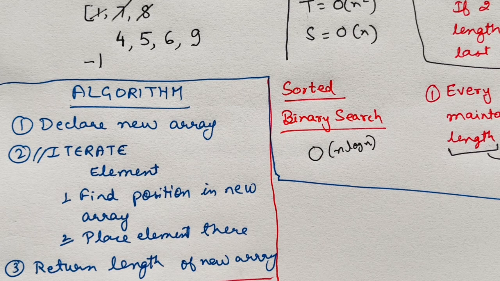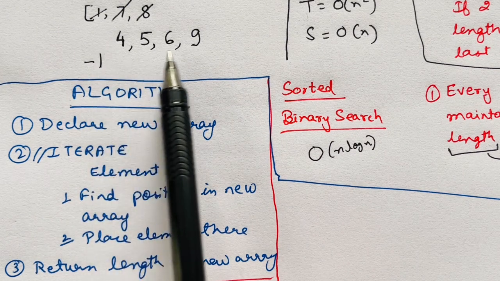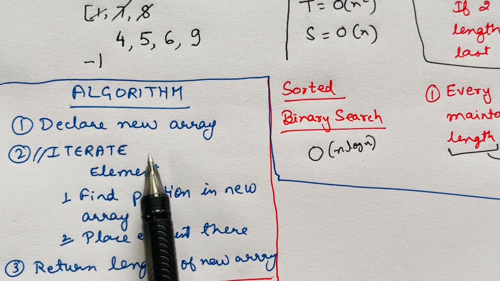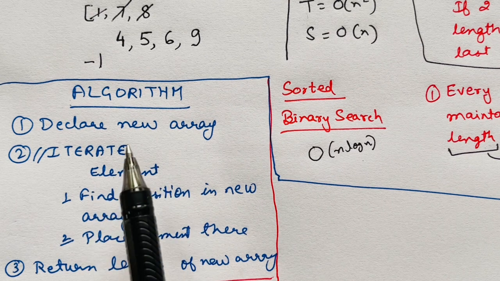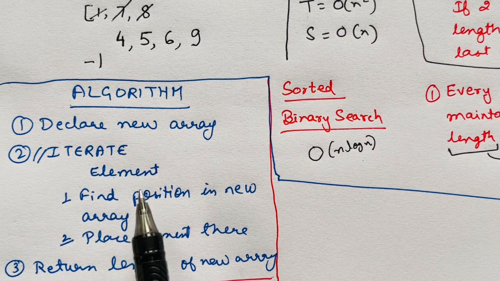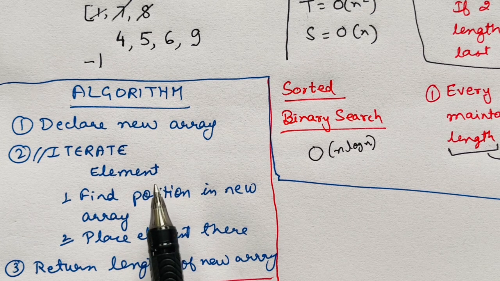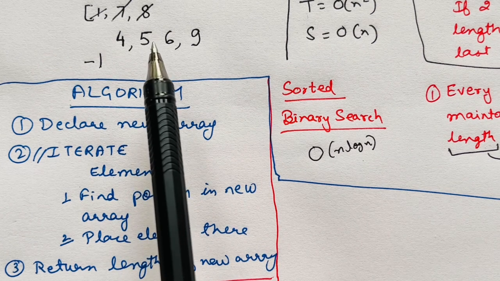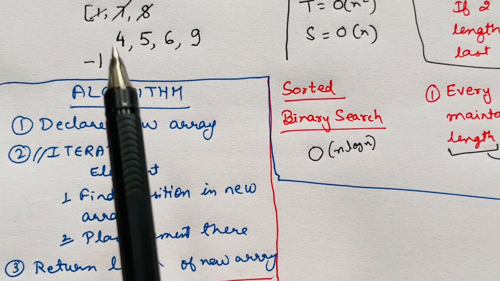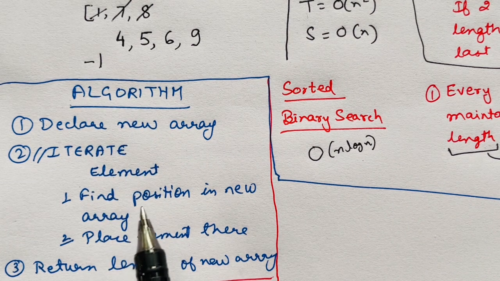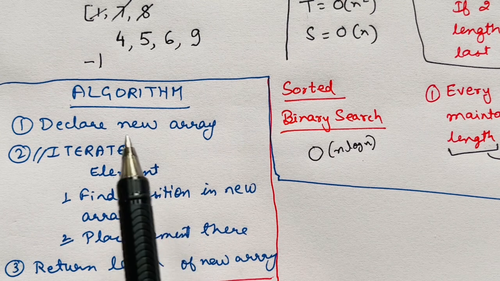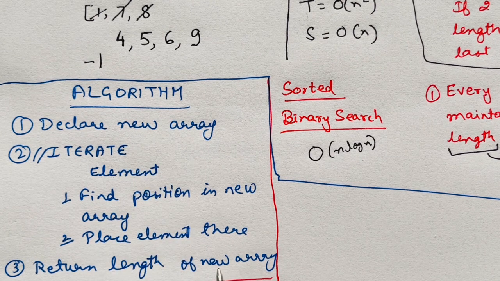So our algorithm is pretty simple. We first declare this new array, then we iterate over our input array. From our input array, we pick our elements one by one. And in every iteration, we find the most appropriate position in the new array for that element to be placed. We can find that position using binary search. And then we place that element there. And as we complete this for all the elements in our input array, we can return the length of the new array, up to wherever we had placed our last element.